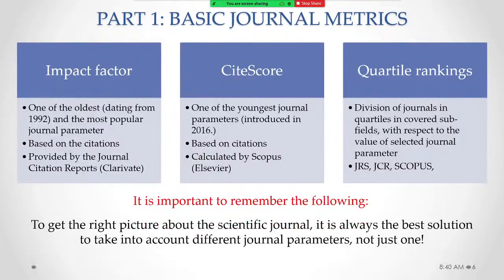Before we introduce in detail the definitions of impact factor, CiteScore, and quartile rankings, I want to emphasize one thing. To get the right picture of a scientific journal, it is always best to take into account different journal parameters, not just one. What that means is: do not judge a scientific journal according to just the value of one parameter. That might sometimes be confusing. So if you have access to the impact factor, consider the impact factor, analyze CiteScore, analyze quartile rankings in order to make the right choice.